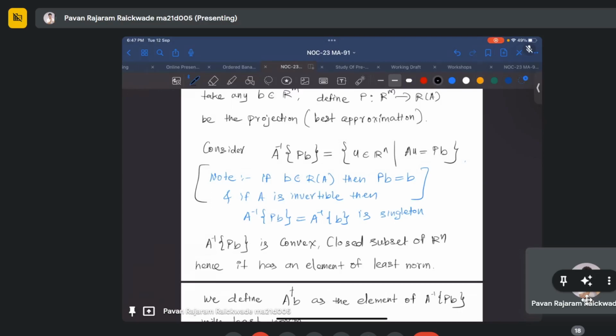Yes, sir. Yeah, that's what it says. If B is in the range space, then projection becomes itself. PB is B, and then you can find only the inverse image of B directly. And if A is invertible, then what are the inverse images? You can only get one inverse image, right? Yes, sir. So in that case, A dagger B will be the same as A inverse B because it's the singleton set. Okay, sir. So that's how when A is bijective, the Moore-Penrose inverse coincides with your usual inverse.